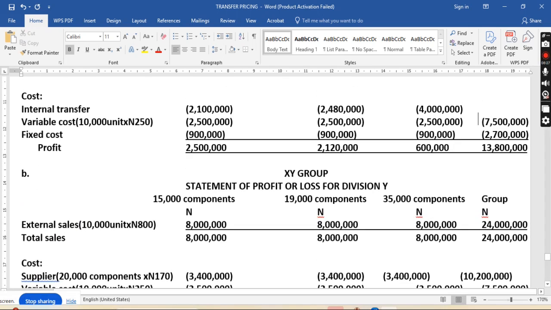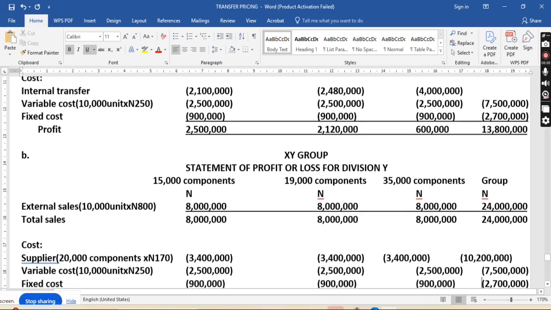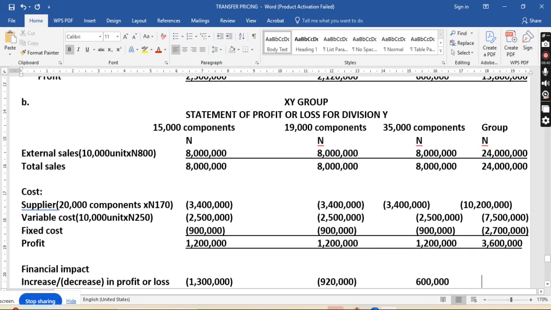Now, when there is internal transfer, the group profit will what? Will increase by what? We have 13,800 as the group profit. Now, when there is a decrease in the group profit, okay, what do we have now? You can see that the group profit goes from 13,800 to 3,600,000, right? So what is the decrease, class? What will be the decrease?